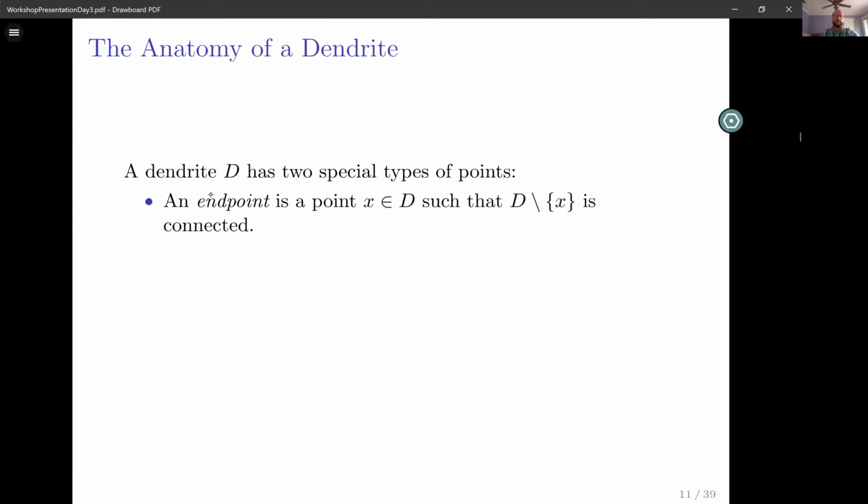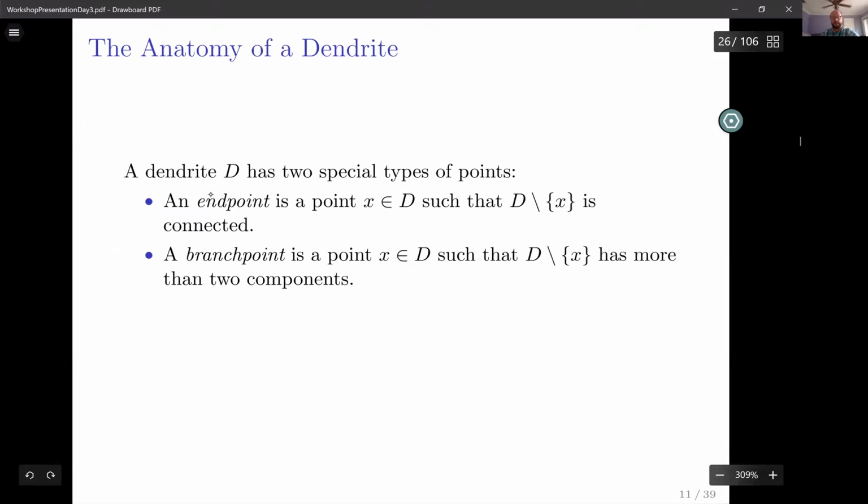Okay, an endpoint of a dendrite is a point such that the dendrite D, removing that point, is still connected. It's a non-separating point. This is the natural notion of an endpoint of a graph. It's the exact same definition. We have branch points, or sometimes called ramification points. These are places that if I remove that point X, I have more than 2 components. And then I have all the other points, okay?